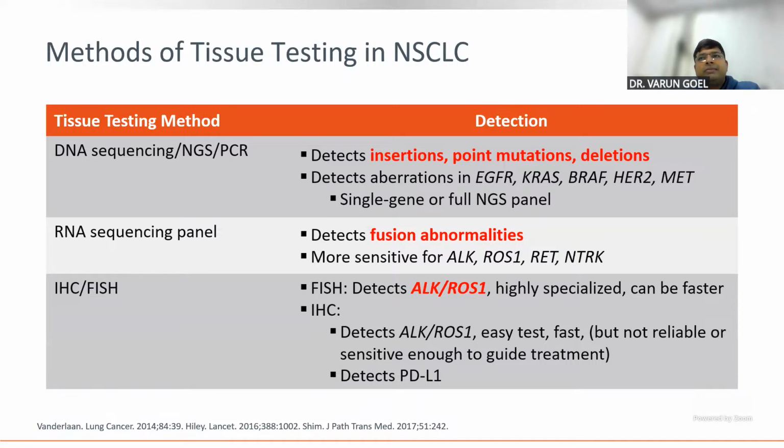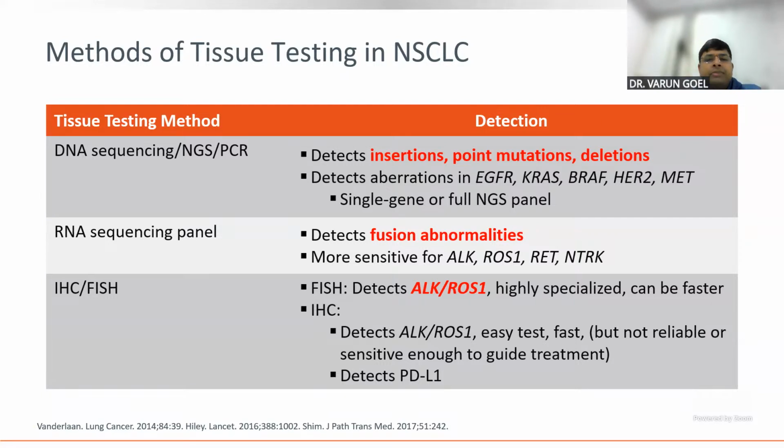Now coming to the next step: how we should check for these mutations. What are the different methods for tissue testing in NSCLC patients? The first method is DNA sequencing, that is NGS or PCR. By NGS and PCR we can detect insertions, point mutations, deletions, and so we can detect aberrations in EGFR, KRAS, BRAF, HER2, MET. We can order single gene mutation testing for EGFR, single gene mutation testing for KRAS, or otherwise we can order a full NGS panel, or in some laboratories we can plan an important gene panel like the smart lung NGS panel, as we do in our institution in RGCA.